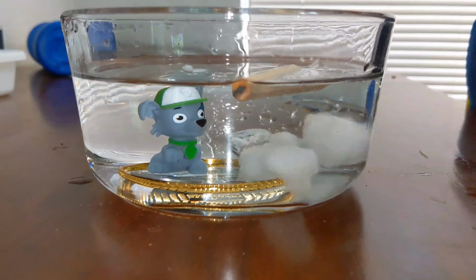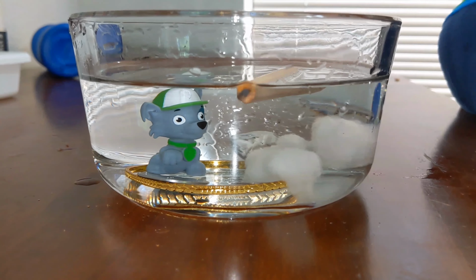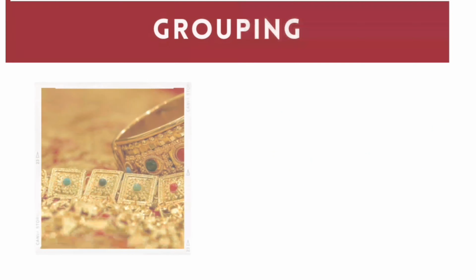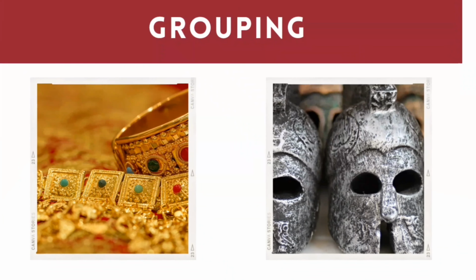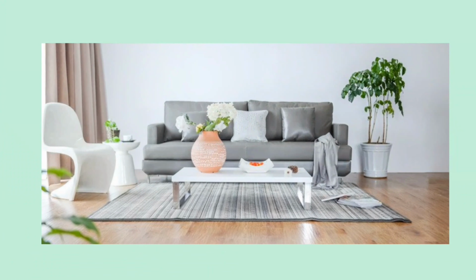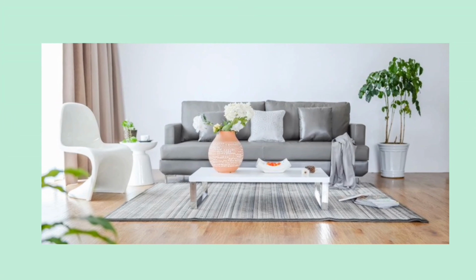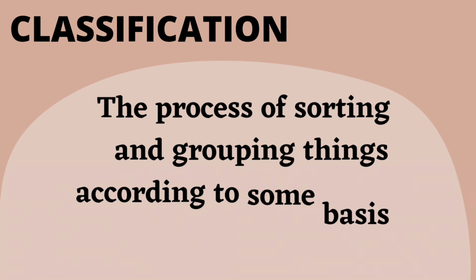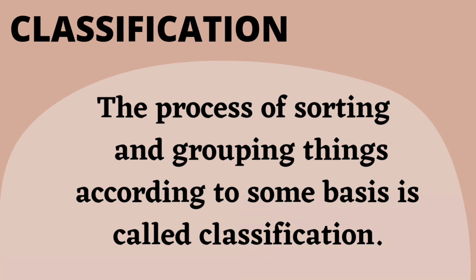We have learned that materials differ in their appearance, solubility, transparency, flotation. Materials can be grouped based on their similarities and differences. There are so many objects around us. That's why we need to group them. The process of sorting and grouping things according to some basis is called classification.